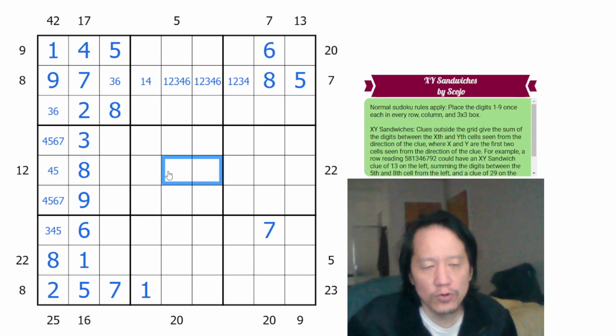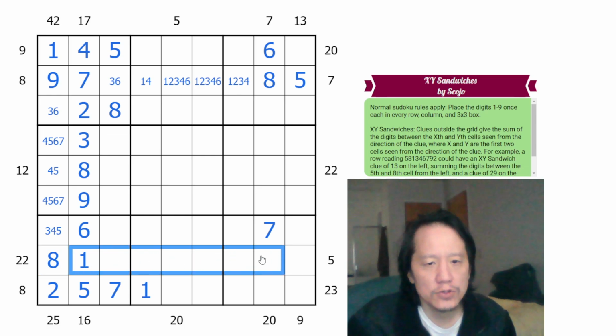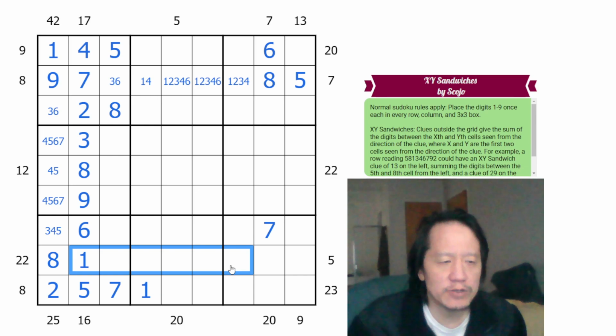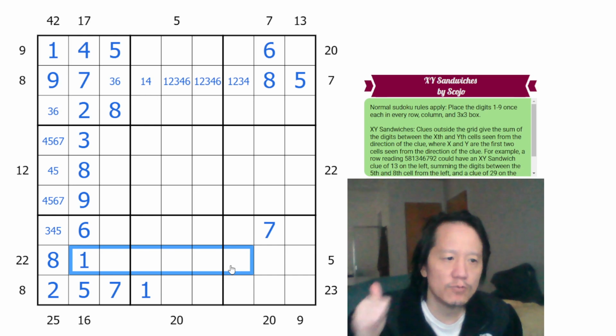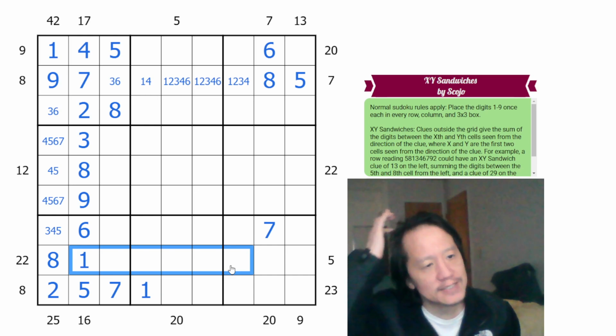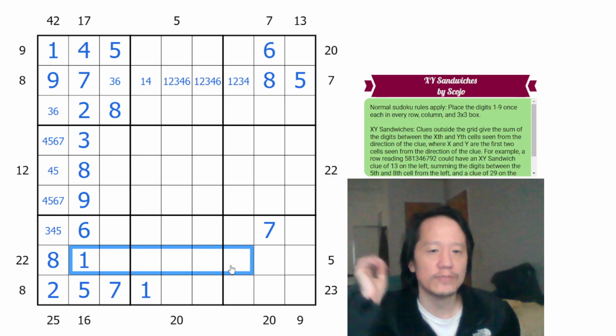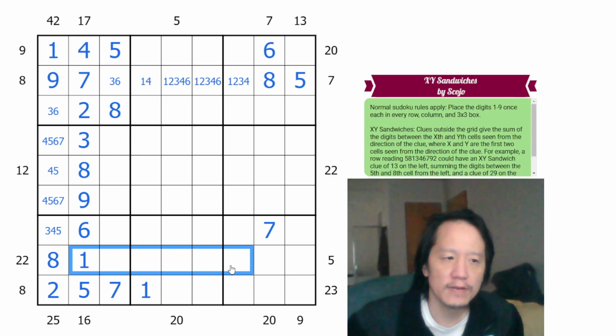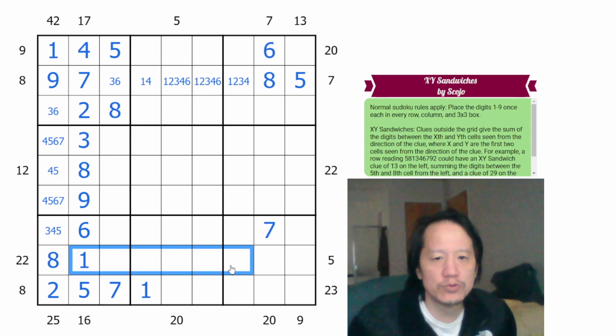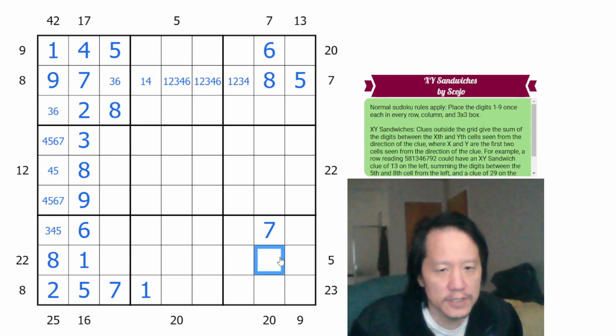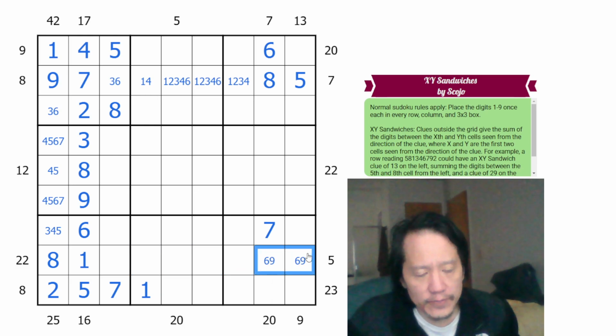It could be 4 or 5. Either one of those works. This is between the first and the 8th digit. There has to be 22. So we have 6 digits here, which add up to 22. So it has to be 1, 2, 3, 4, 5, and 7. Right? 1, 2, 3, 4, 5 adds up to 15, and 7 adds up to 22. That's the only set of 6 unique digits that can add up to 22. Therefore, this has to be 6 and 9, right?